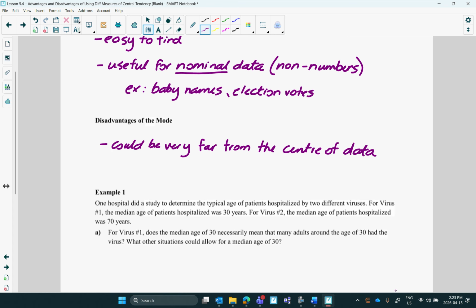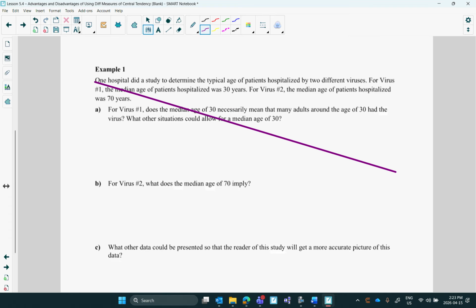Okay, first example we're going to look at, and we'll just talk about this. Okay, we're not actually going to do any calculating. So one hospital did a study to determine the typical age of patients that are hospitalized by 2 different viruses. For virus 1, the median age of patients was 30 years old. For virus 2, the median age of patients was 70 years old. So for virus 1, does the median of 30 necessarily mean that most adults around the age of 30 had the virus?